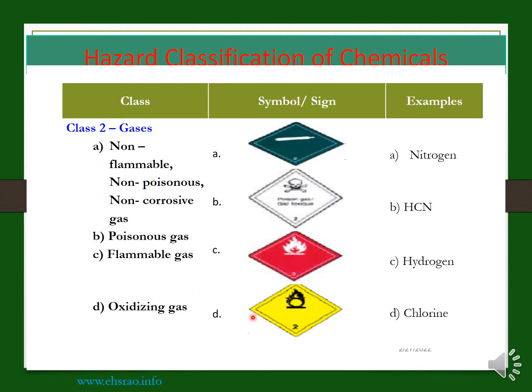Oxidizing gases have a circle over fire as the symbol, and an example is chlorine. These are compressed gas cylinders, which you can identify by this symbol.